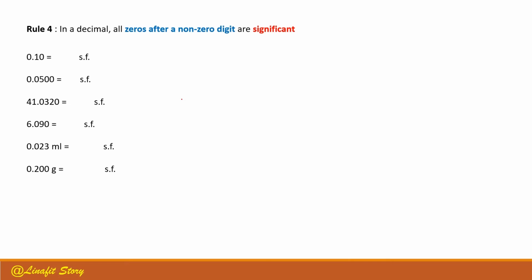Rule 4. In a decimal, all zeros after a non-zero digit are significant. For example, 0.10. There are 2 significant figures. 0.0500. There are 3 significant figures. 41.0320. There are 6 significant figures.